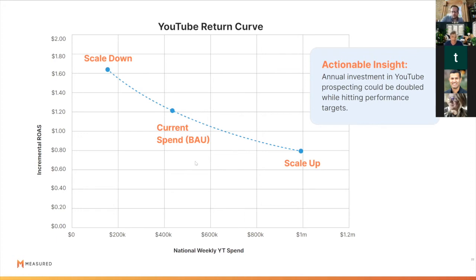The other key takeaway was actually being able to point at a specific dot in the curve and say, okay, I want $1 ROAS. How much can I spend nationally to get $1 ROAS? And what they ended up doing was nearly doubling their spend on YouTube while still hitting their performance targets.